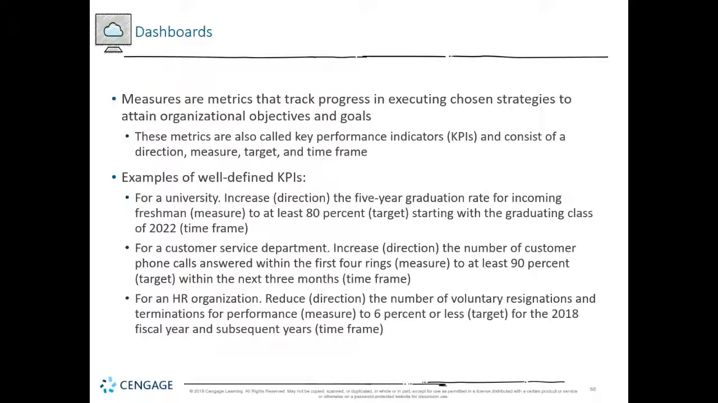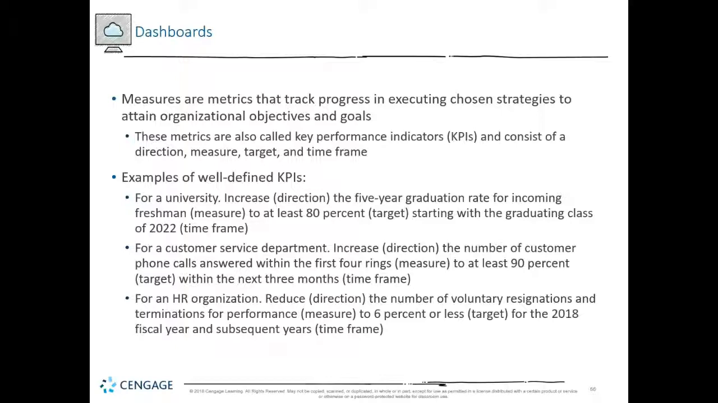Dashboards. Measures or metrics that track progress in the execution of chosen strategies to attain organizational objectives and goals. These metrics are called Key Performance Indicators, KPIs, and consist of direction, measure, target, and time frame.